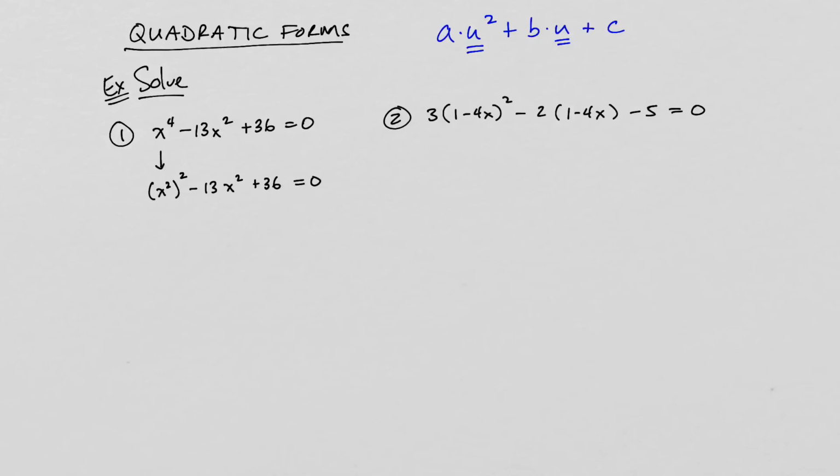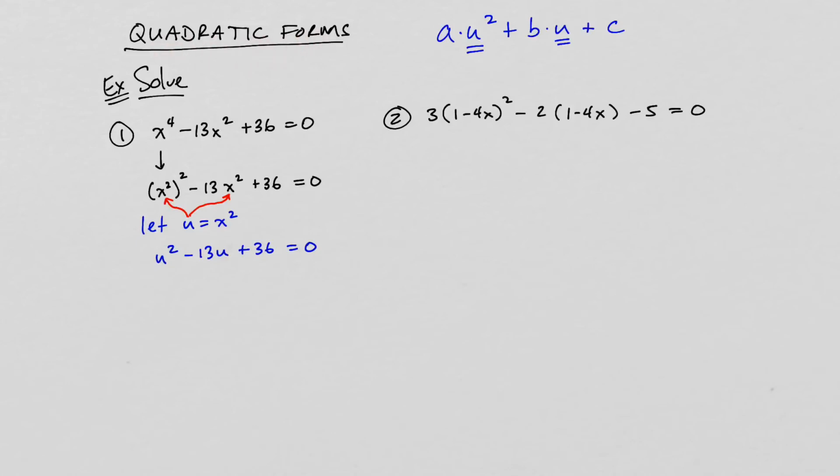Now, what if I were to make a substitution here? Just go with me for a minute. What if I were to say, let u be equal to x squared? If u is equal to x squared, then u is going to take the place of x squared in both of these spots in the equation. And so if we let u equal x squared, we actually get u squared minus 13u plus 36 equals 0. So by making a simple substitution, we've taken an equation that wasn't a quadratic equation and we turned it into a quadratic equation. This is what it means to have a quadratic form.